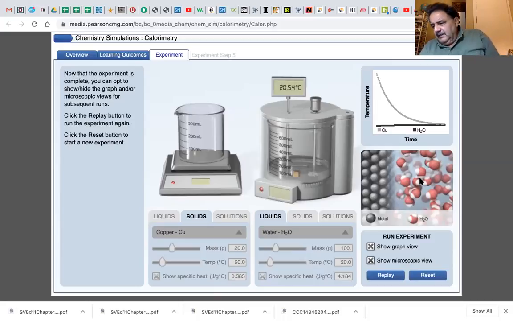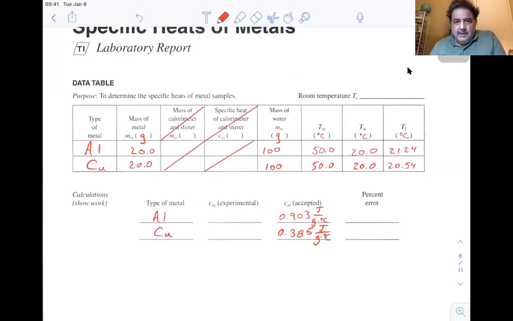So let's look at the data. Let's stop this share, and let's share the iPad. And there I've pre-populated the data table. Copper at 20 grams into 100 grams of water. Copper was at 50 degrees C, the water was at 20 degrees C, and the final temperature was 20.54.